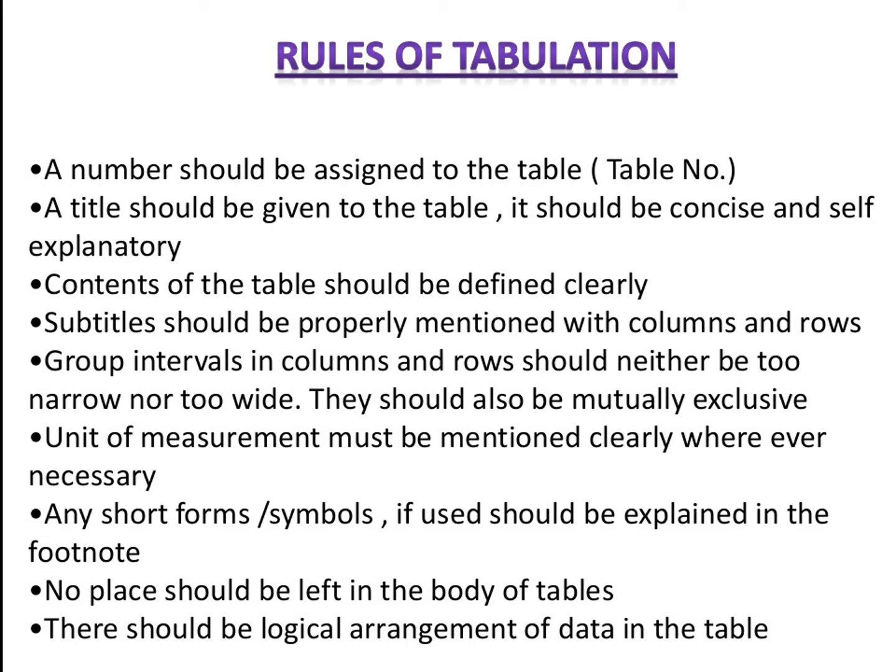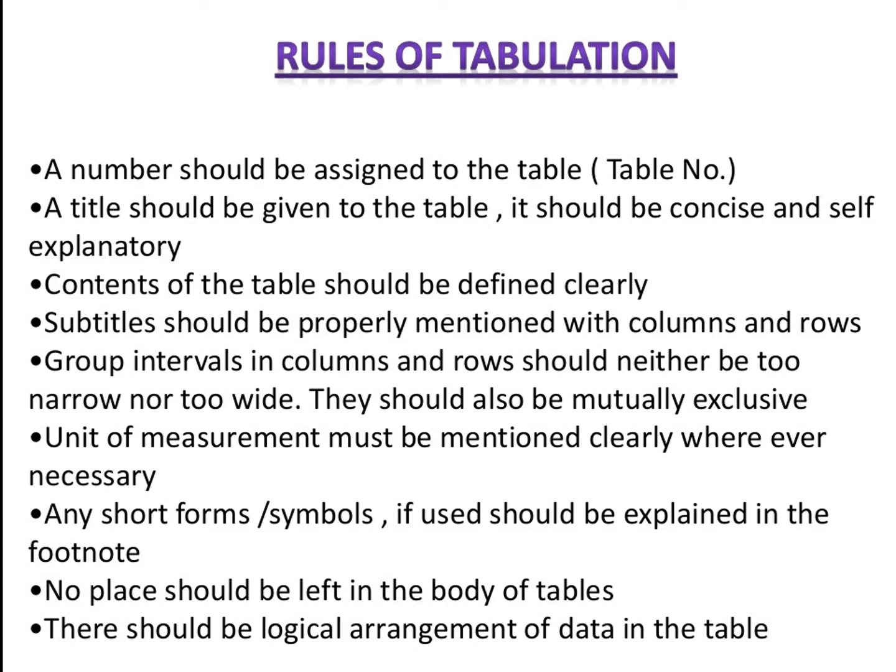Subtitles should be properly mentioned with columns and rows. Group intervals in columns and rows should neither be too narrow nor too wide. For example, if we take 5 to 10, 10 to 15 as group intervals, they should not be too narrow or too wide, like 1 to 15 or 15 to 25, or as vague as 15 to 90. It should be concise. They should also be mutually exclusive, which we have discussed in the previous chapter.